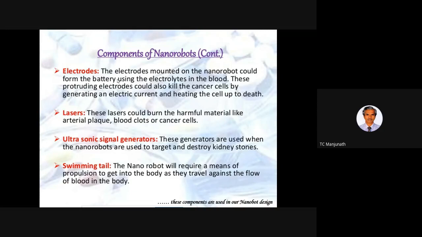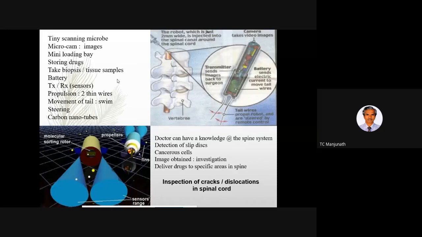This is very much needed when the system is moving against the flow of the body, like rowing a boat against the flow of the river, right? All these components are used in the nanobot design. Okay, now one small application I'm showing is inspection of cracks or dislocation in the spinal cord.